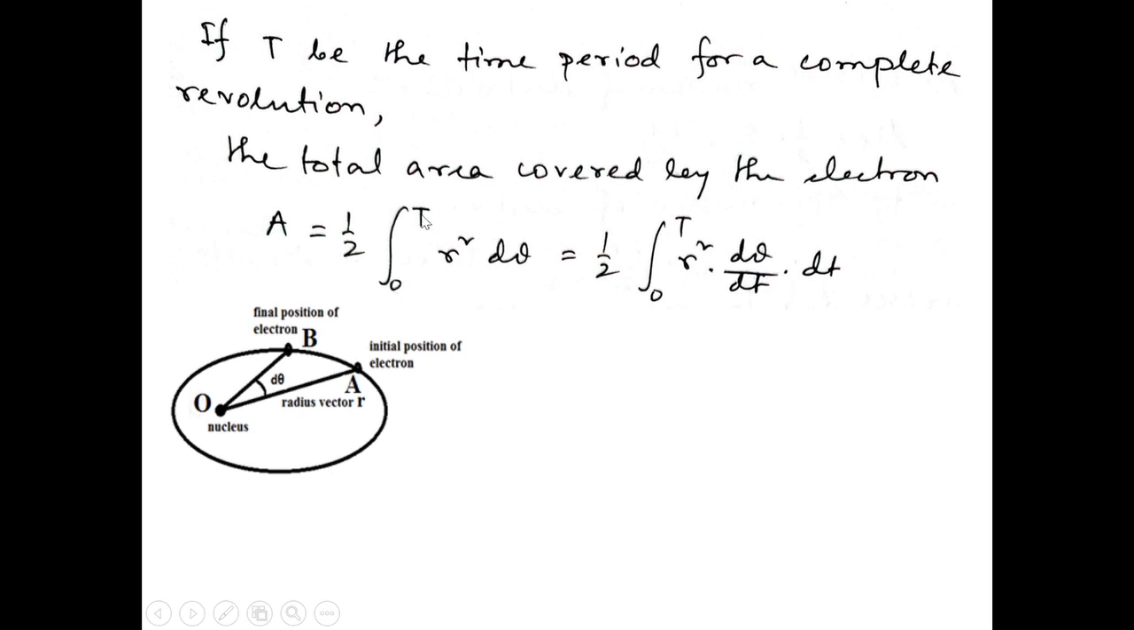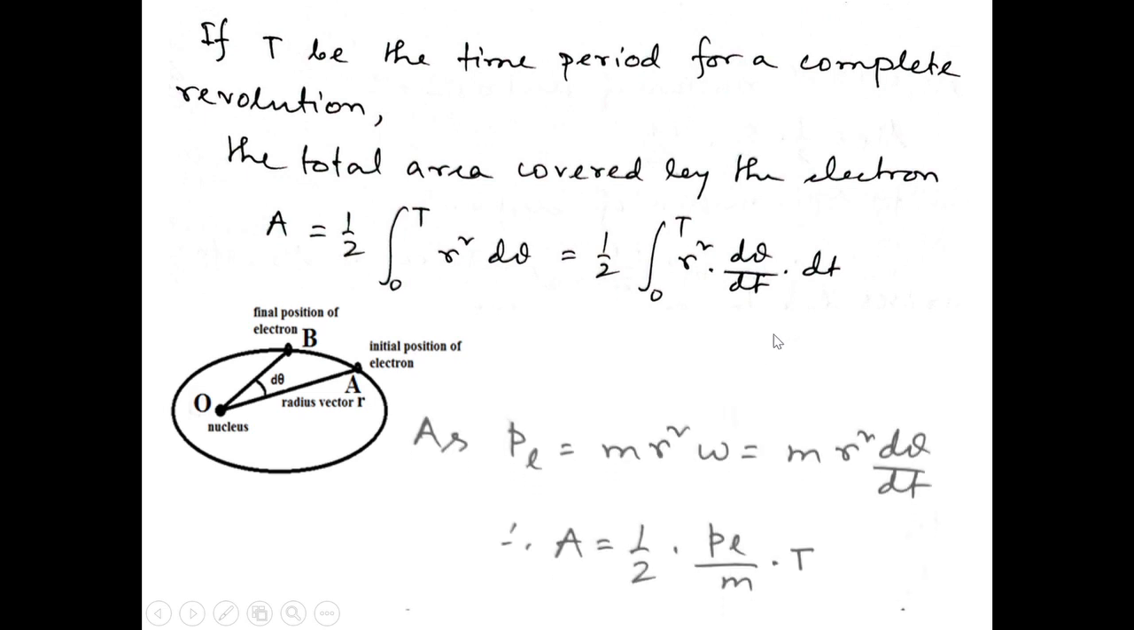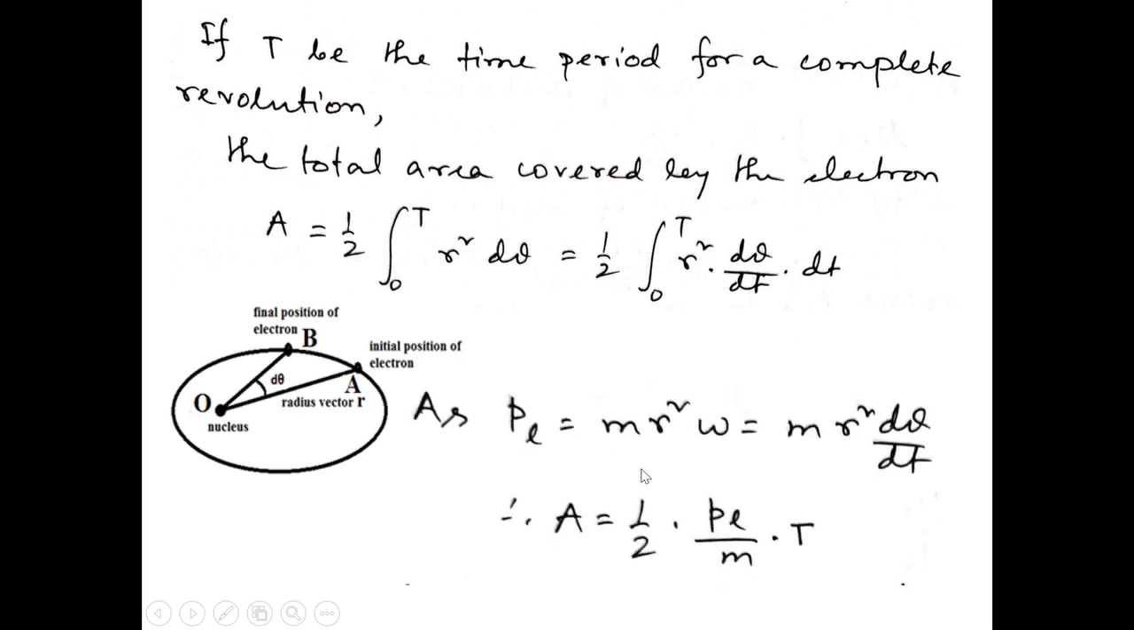And just rearranging the quantity d theta by dt into dt, we can write down PL, which is termed as MRV or MR square omega. It is nothing but MR square d theta by dt. I can safely replace it here. So d theta by dt is PL by MR square. So ultimately under the integration, this total area comes out as half into PL by M into T.